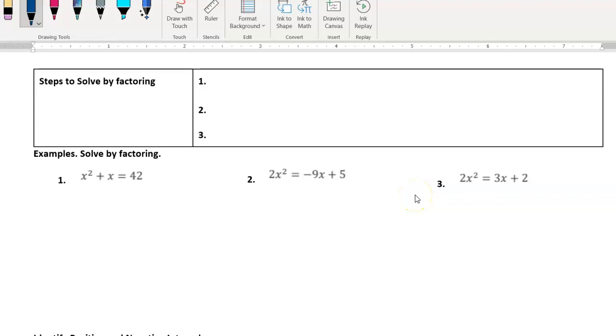All right, in this video, we're going to be looking at a couple things. The first thing we're going to do is look at how to solve a polynomial by factoring. There's basically three steps. The first step is we're going to get it in standard form, or we can say get it equal to 0.